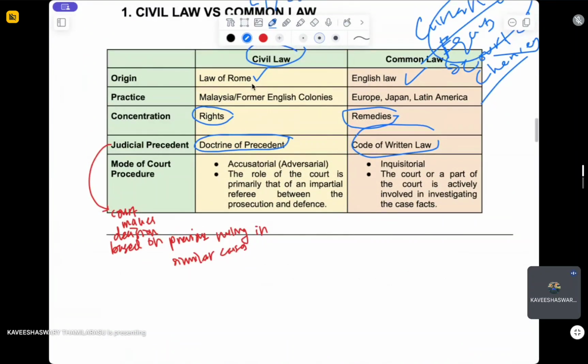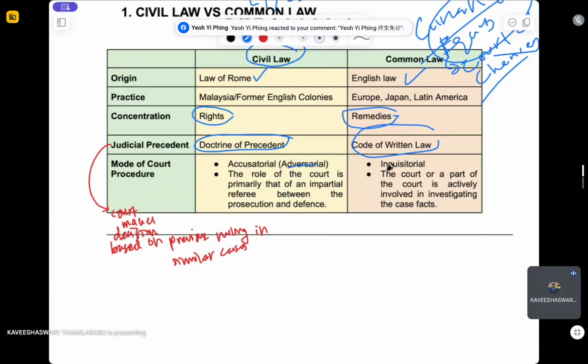So in the civil law, we focus more on the adversarial system, which is also a system used in Malaysia. This is where the role of the court is primarily that of an impartial referee between the prosecution and the defense. So what does it mean? Basically, it means that whatever you see in your movies, you have a lawyer who is speaking for the victim, or for somebody who's pleaded guilty. So basically, that is what it means by the adversarial system.